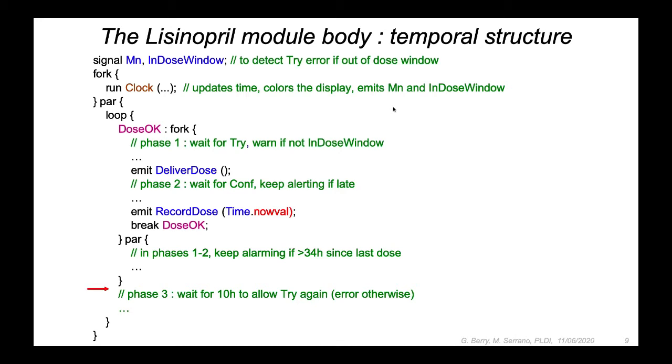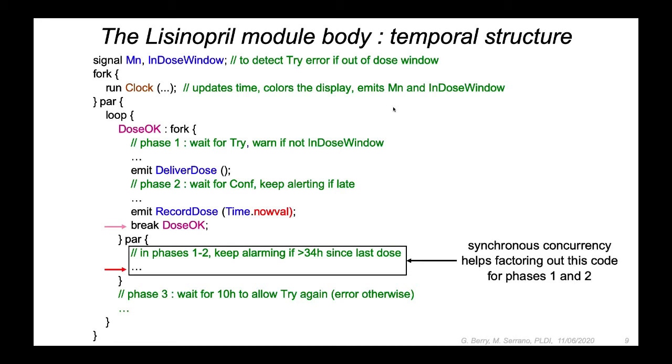Inside you have a sequence of a group of phases. Phase 1 is wait for try, phase 2 is wait for conf, and phase 3 is wait for 10 hours, during which you are not allowed to press try again. It's a sequence inside the fork, which starts with phase 1, waiting for try. We will see the code in the next slide. When you get try, you deliver the dose, and you start phase 2, waiting for conf and keep alerting if late, of course. And then you record the dose and you execute this break, but I will explain it a little later.